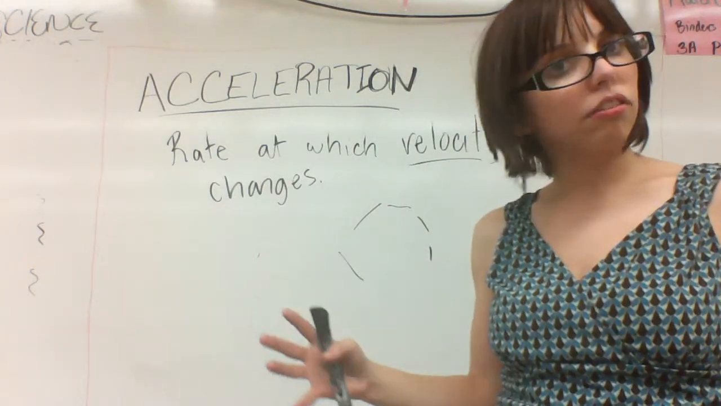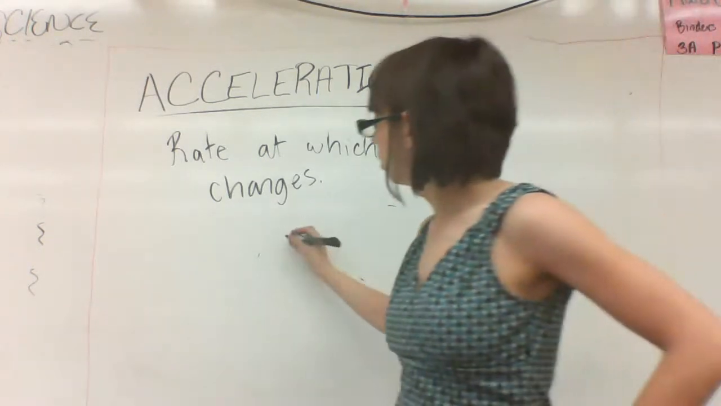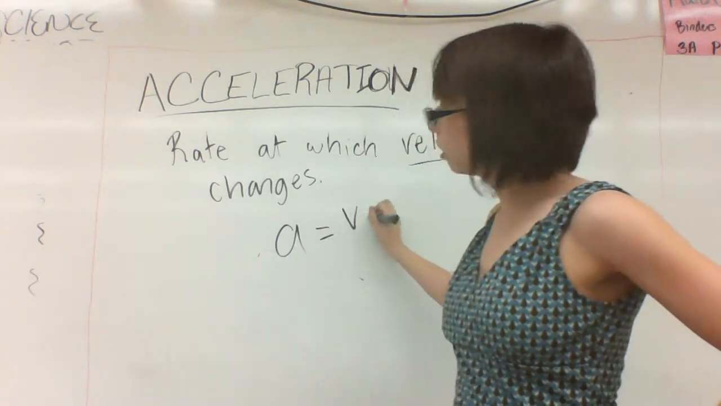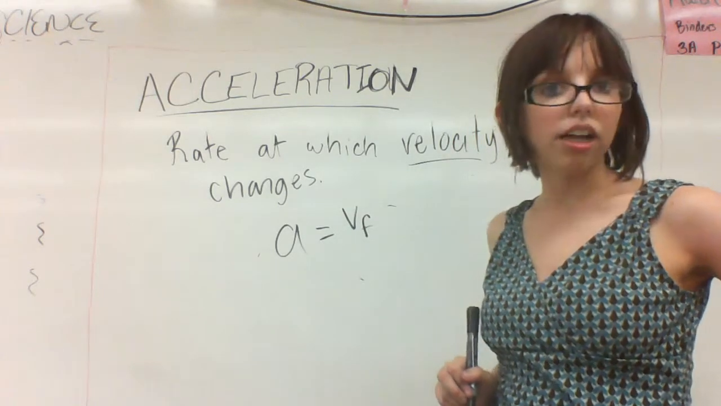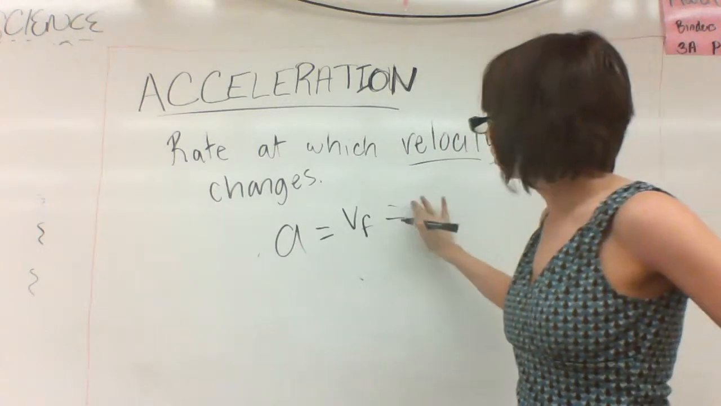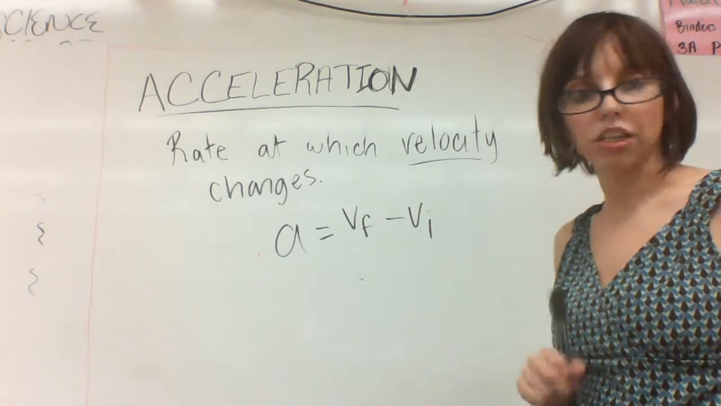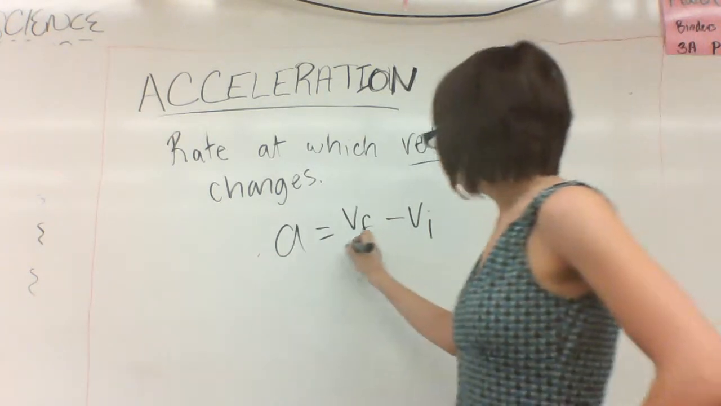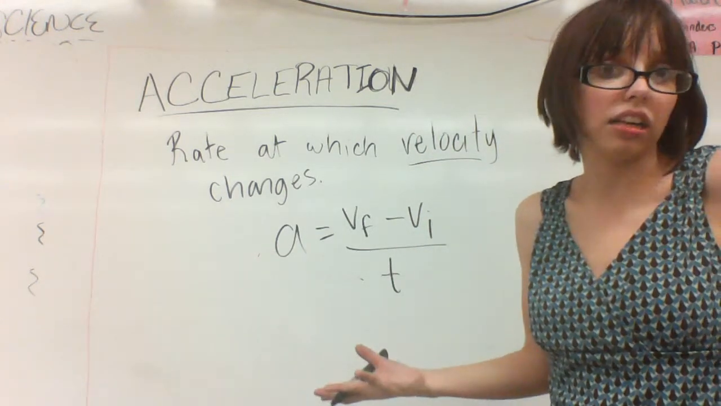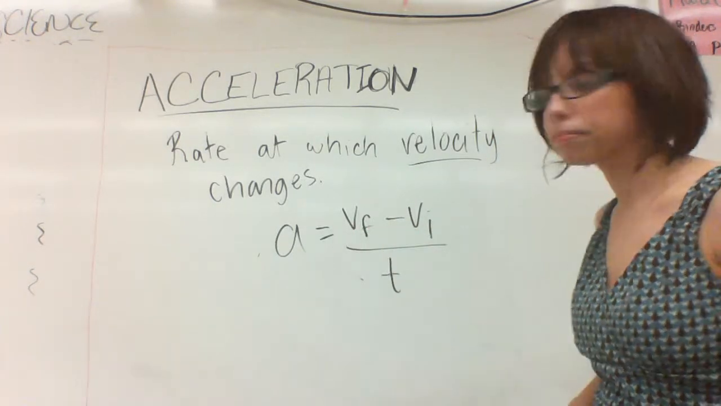It would help if I gave you the formula. The formula that we're going to use for acceleration is acceleration is equal to your VF, or final velocity, how fast you end up going, minus your initial velocity, how fast you were at the start, all over time. How long did it take to go from point A to point B? Or to get from speed A to speed B, I should say.